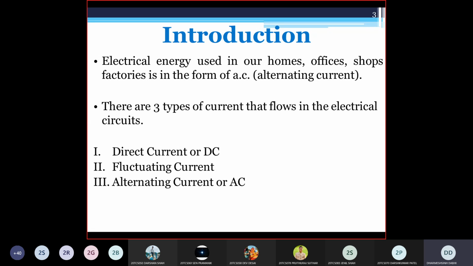And the third waveform is called alternating current, or AC current. Alternating current is also changing with respect to time, but the time interval in which it changes is fixed. Clear? Fluctuating current and alternating current both change with respect to time, but in the fluctuating current the change in the value of current is not fixed in terms of time period, whereas in the alternating current you get the two polarities of the waveform. One is positive as well as negative waveforms.